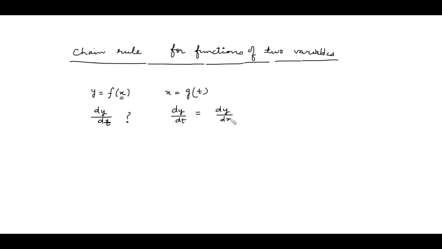So the chain rule is, you can find the derivative of y with respect to x and the derivative of x with respect to t, and then you multiply these two, and you will get the derivative of y with respect to t. So this is the first method, which is the chain rule. By applying the chain rule, we can find the derivative of y with respect to t.